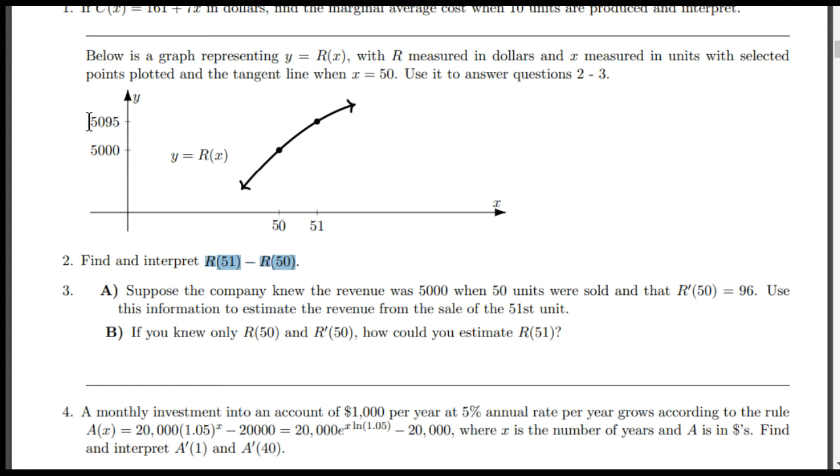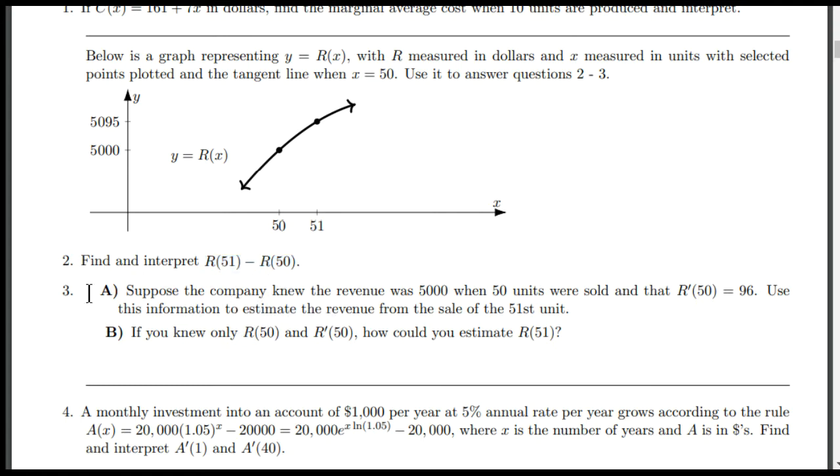In fact, it's just 5095 minus 5,000. So there I have found it. It's $95, and the sale of the 51st item brought in a revenue of $95.